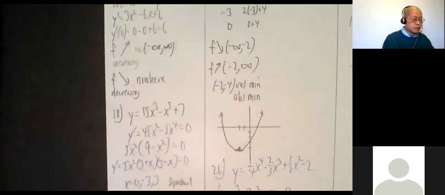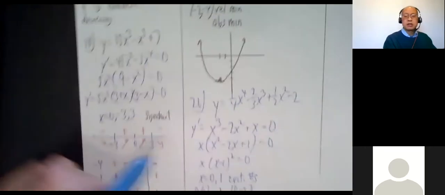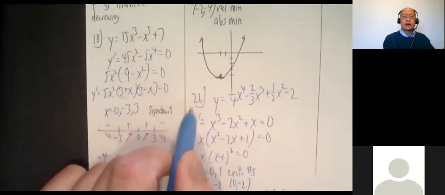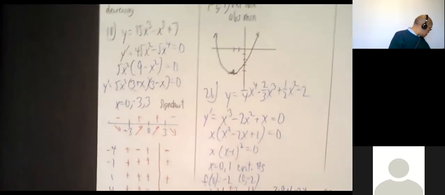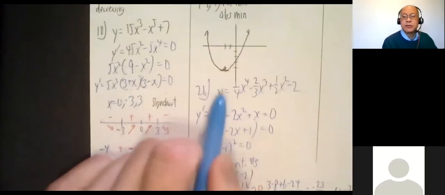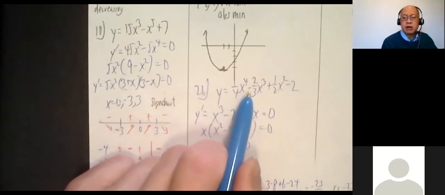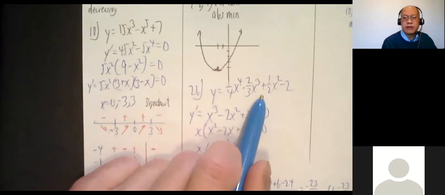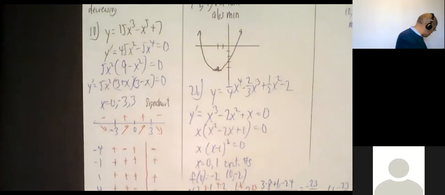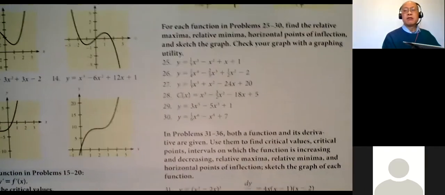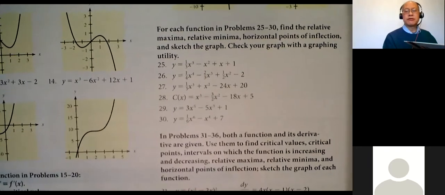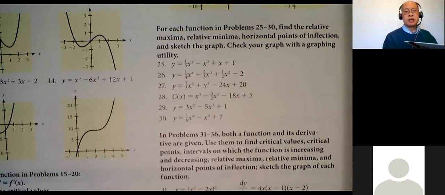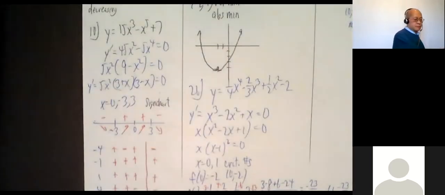All right, so that was 16. Yeah, I'm going to jump to 26. If I have time, I'll come back to more. 26. Y equals 1/4 x to the 4th minus 2/3 x cubed plus 1/2 x squared minus 2. Okay, so find relative maximum, minimum, horizontal points of inflection. Sketch the graph if possible. Okay.